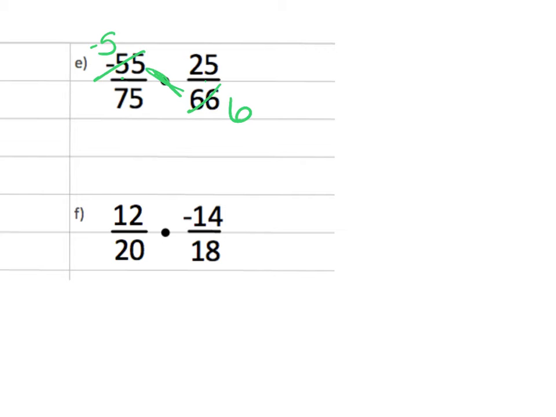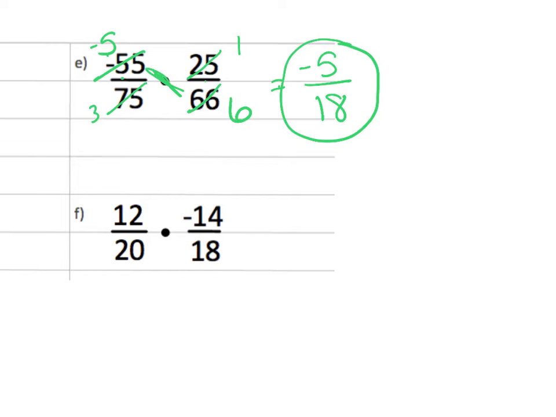25 and 75. I know I can divide by 5, but if I look closer, I can divide by 25. 25 goes into 25 once, and 25 goes into 75 three times. Now I have much smaller numbers. -5 times 1 gives me -5. And 3 times 6 gives me 18. I can't simplify 5/18, so my answer is -5/18.